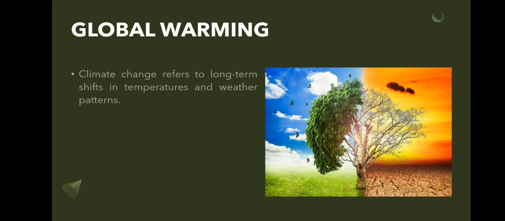Global warming refers to the long-term shift in temperatures and weather patterns. So what are the causes of global warming? Global warming occurs when carbon dioxide and other air pollutants collect in the atmosphere and absorb sunlight and solar radiation that have bounced off the Earth's surface, trapping the heat and endangering the Earth's surface.